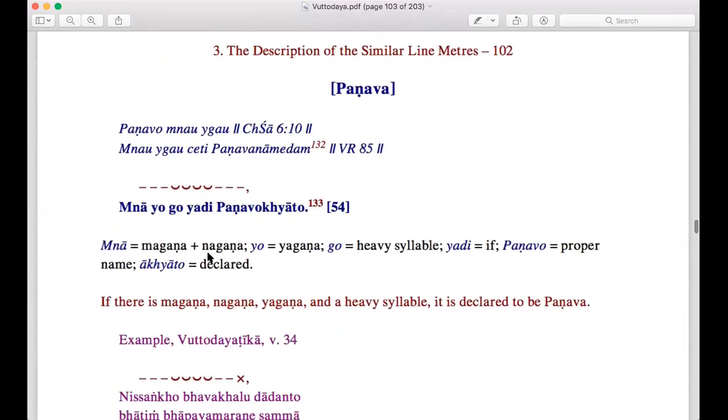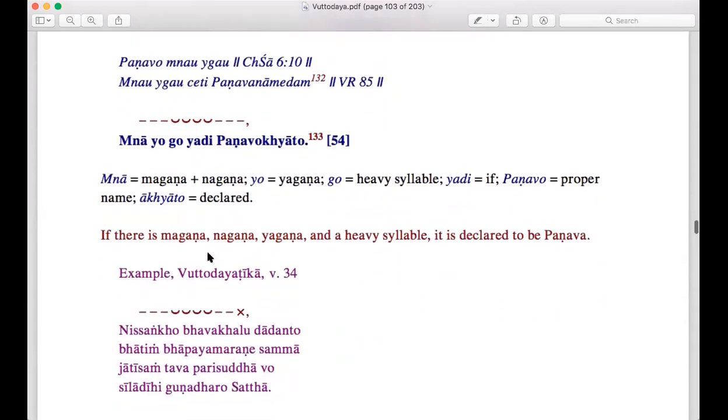The second verse is Panava. Na yogo yadi panavo kyato. Panavo kyato should be disjoined as Panavo akyato. It's declared as Panava. The name is Panava. So akyato, it's declared as Panava. Yadi, if there is na, magana, and nagana, then yo, yagana, then garu. Magana, nagana, yagana, garu is declared as verse Panava.